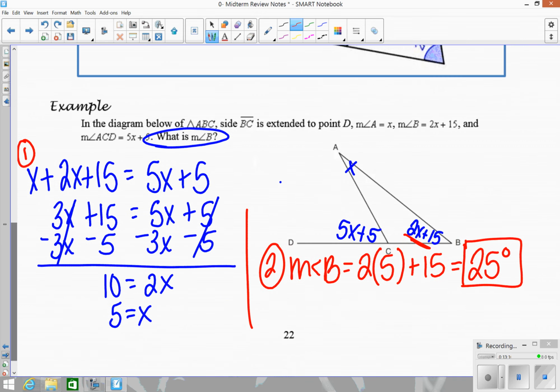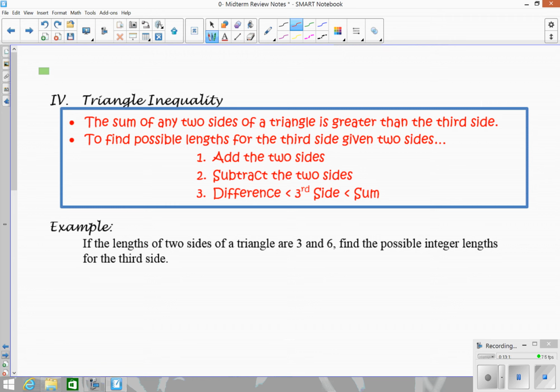On the next page, we have another theorem, which was the triangle inequality theorem. This says that the sum of any two sides of a triangle is greater than the third side. If you have multiple choice questions where you just have to decide which set of sides will form a triangle, you just have to check any two sides must add up and be greater than the third.